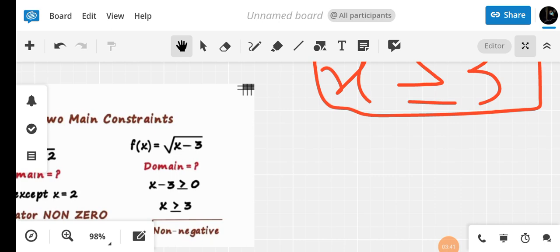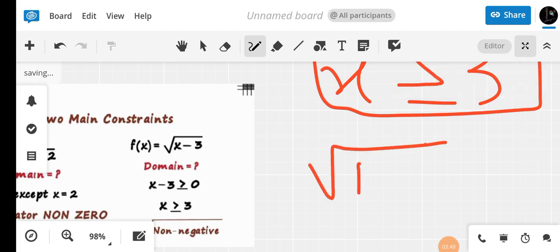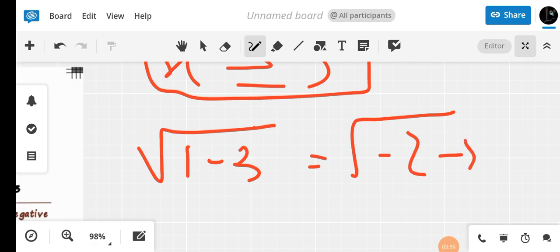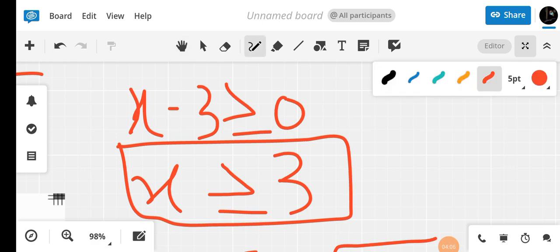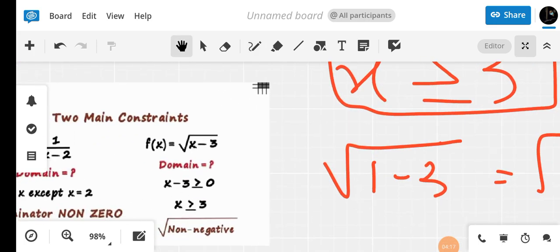What if we put x less than 3, or a negative number? If we put x less than 3, like 1, then it comes to be a negative number. In a square root we can't have a negative number. So that's why we are writing that x should be greater than 3. So the values come to be positive, like greater than 3, 4, then it comes to be 1. Okay, I hope it's clear.